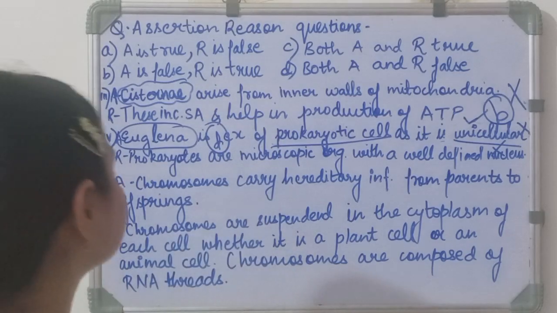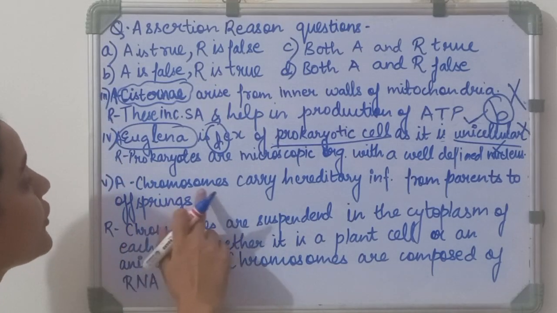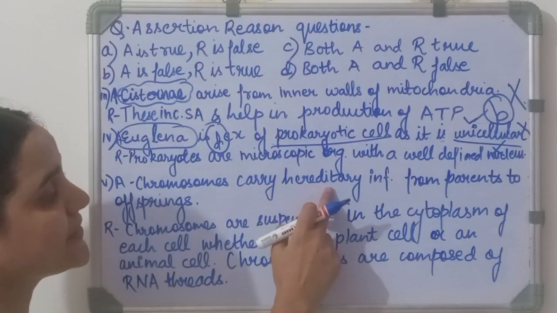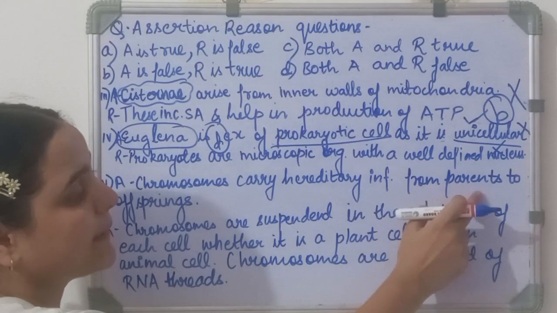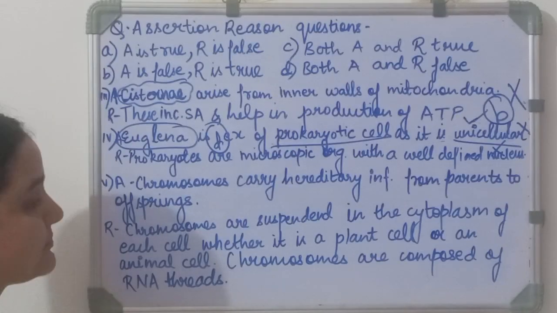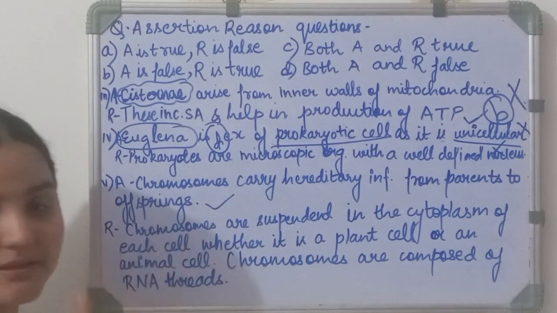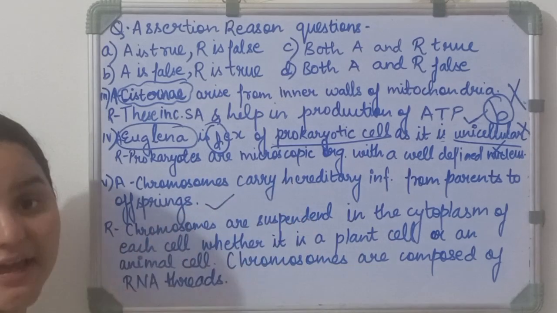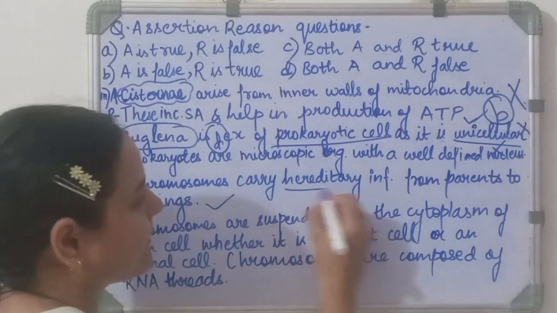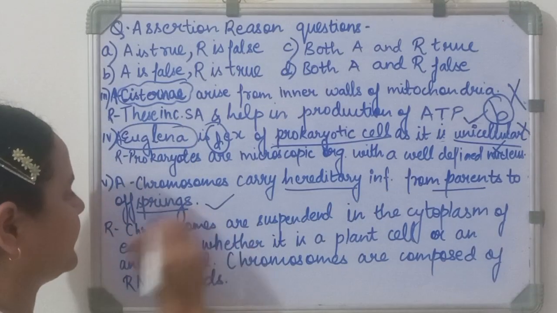Okay. Now, next question. Chromosomes carry hereditary information from parents to offspring. Yes, that's correct. The statement is correct. Chromosomes carry the genetic information from parent to the offspring.